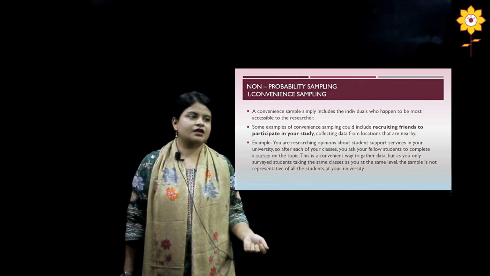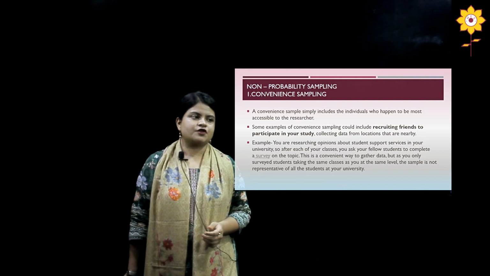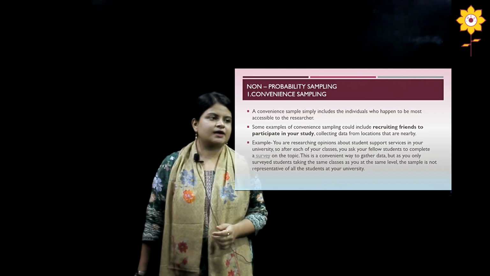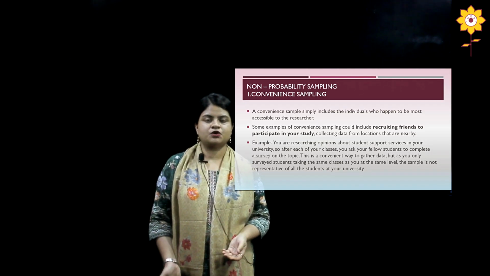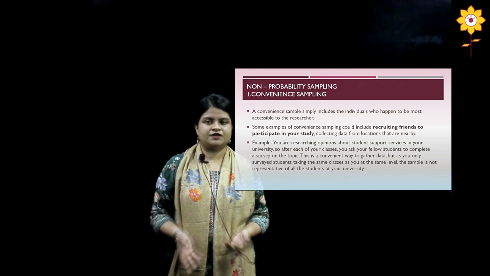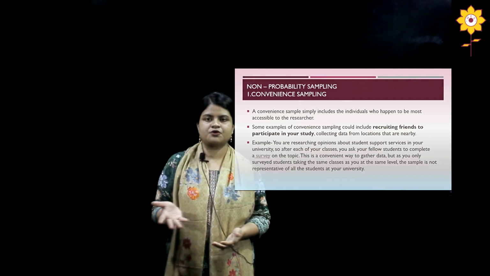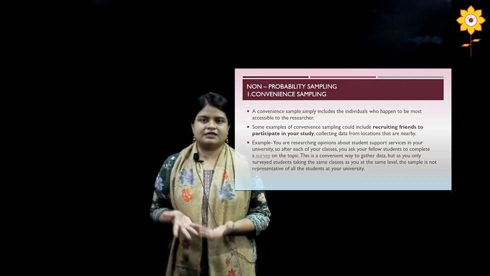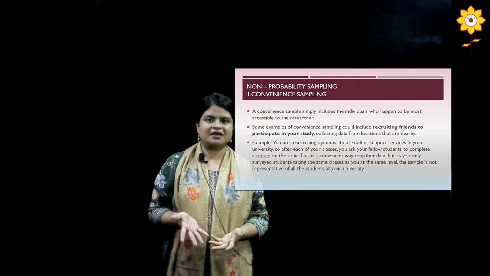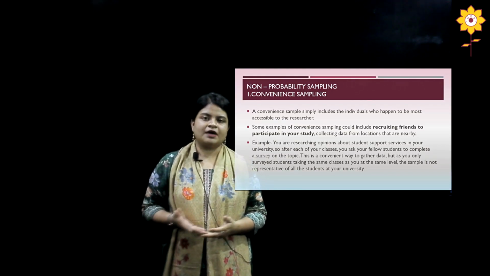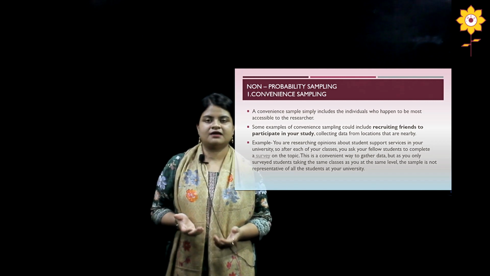For example, you are researching the student support service in your university. So, after each of your classes, you ask your fellow students to complete a survey on the topic. Now, this is a convenient way for a student researcher to gather information for the purpose of his research. So, convenience sampling is more like you know the person and you approach them to help with your research study, to be a part of the sample for the purpose of data collection. This is very conveniently done by the researcher, and it does not follow predefined characteristics or processes to be undertaken by the researcher.